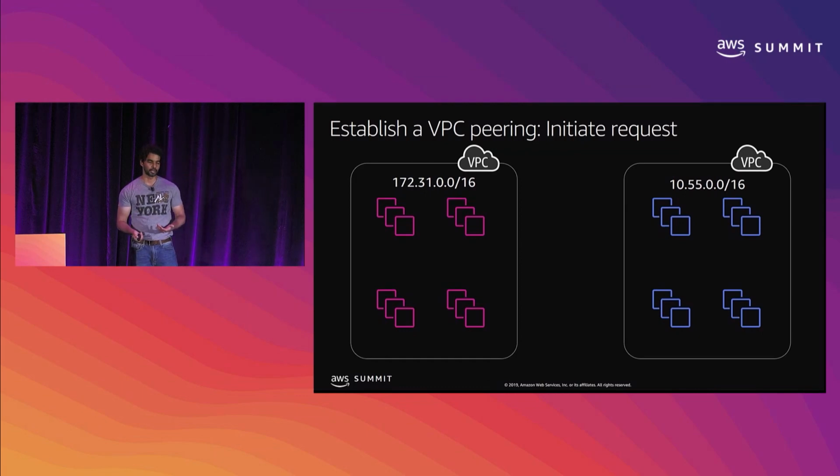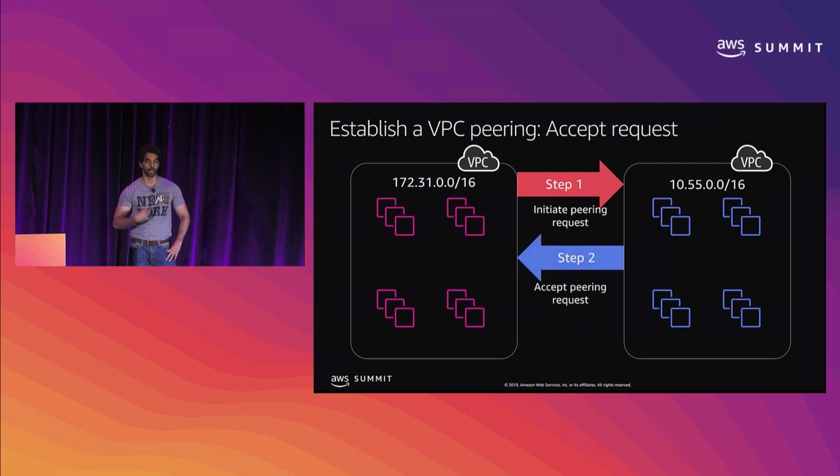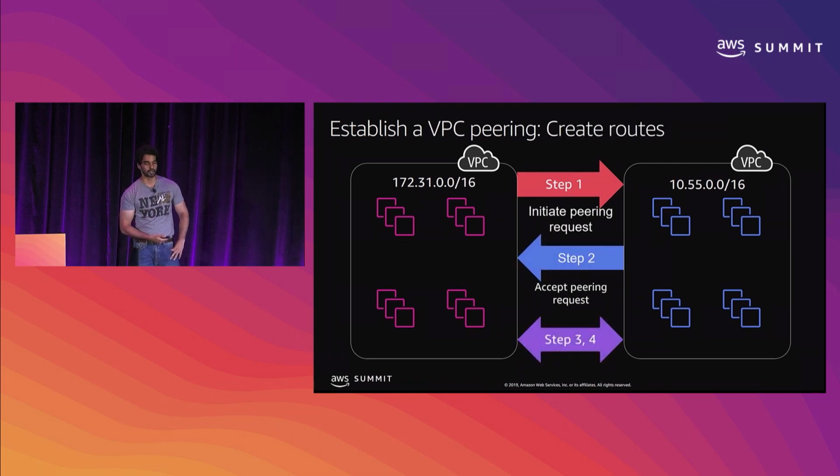How does VPC peering work or get established? Step 1, you initiate a peering request. Step 2, you accept the request. And finally, you create routes.